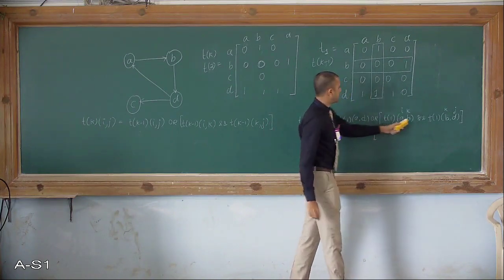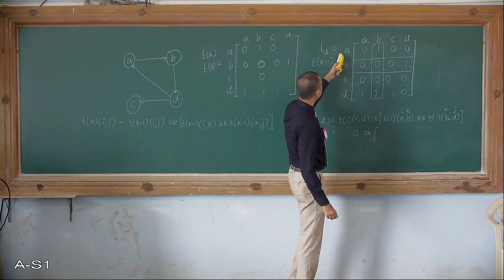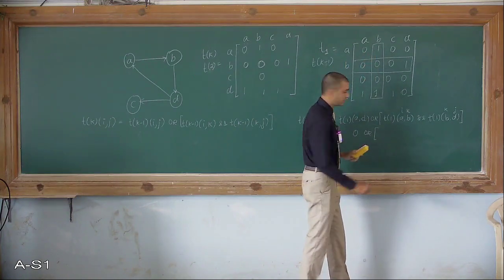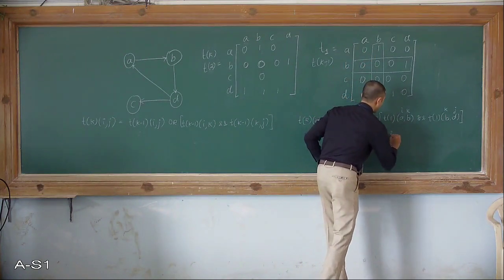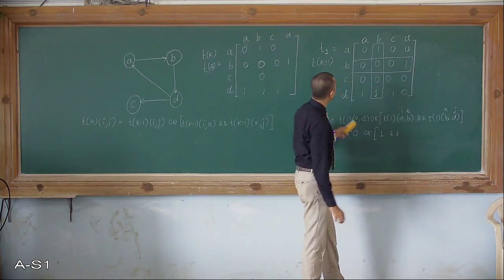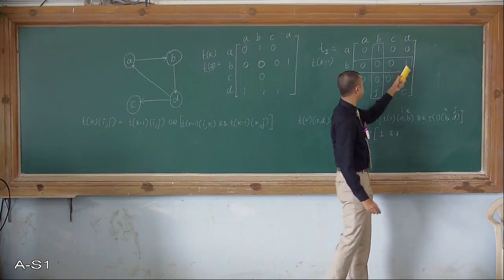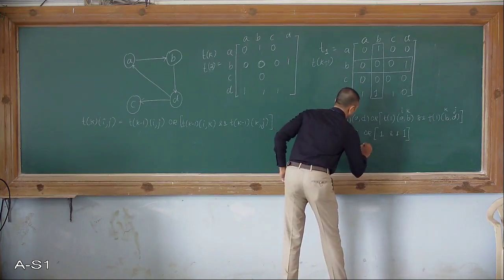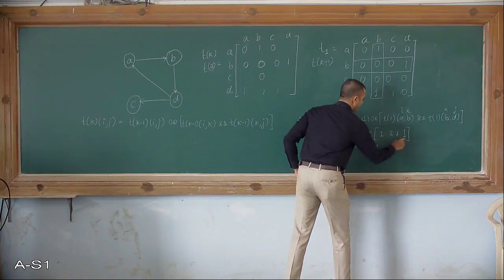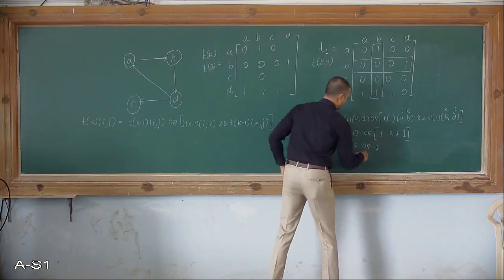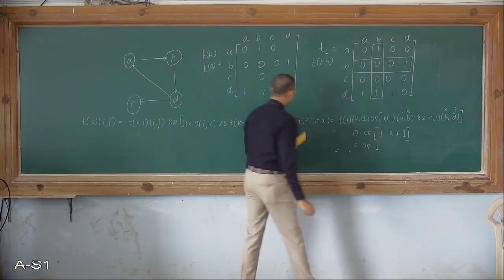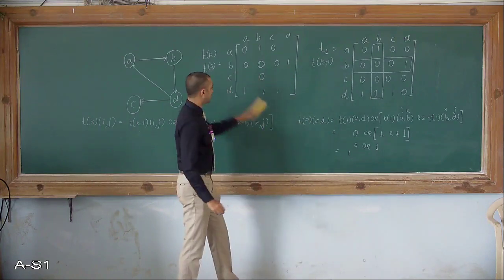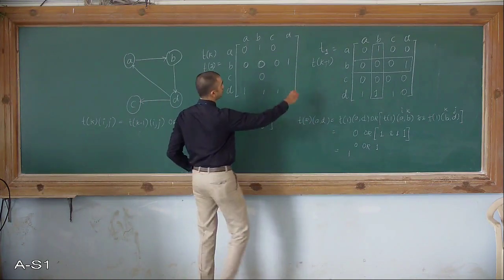Or T1 A to B. In T1 A to B, do I have an edge? Yes, so write the value as 1. And T1 B to D. B to D, do I have an edge? Yes. This is 1. So 0 or 1. 1 and 1 is 1. 1 or 0 is 1. So inside the T2 matrix A to D, that 0 got converted to 1.